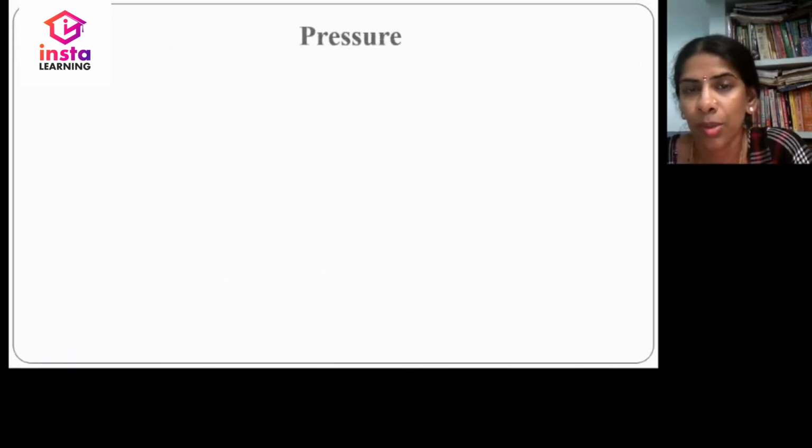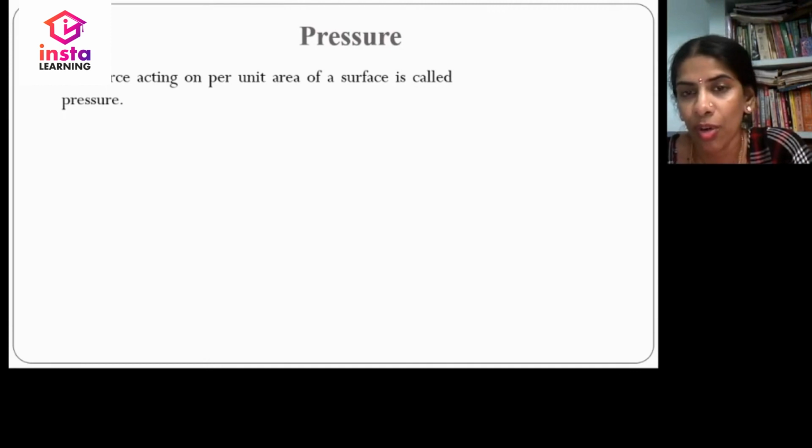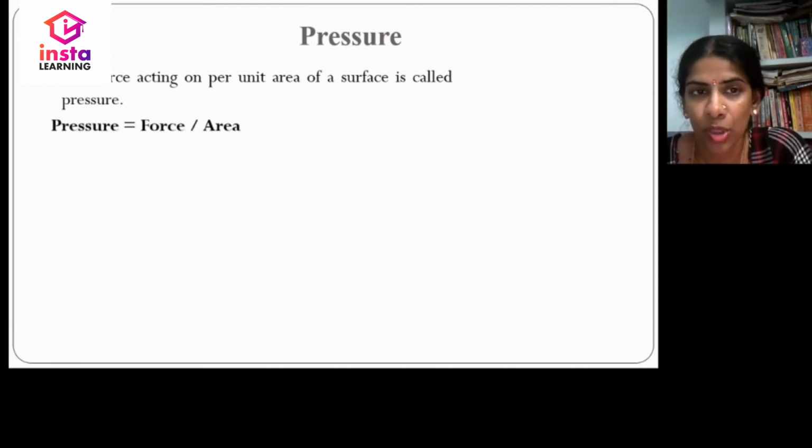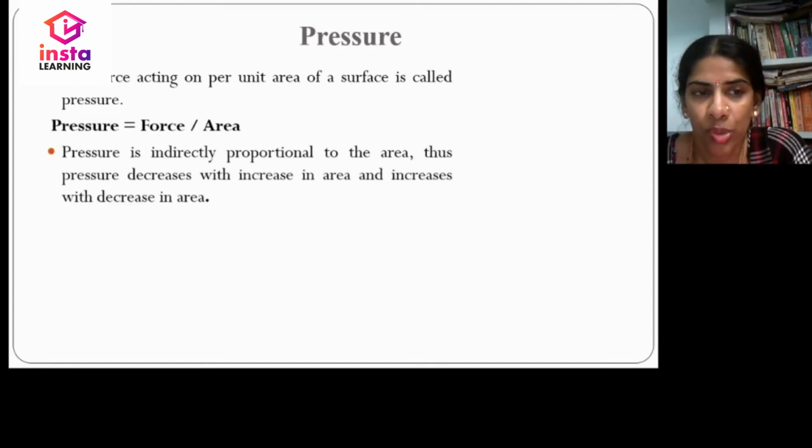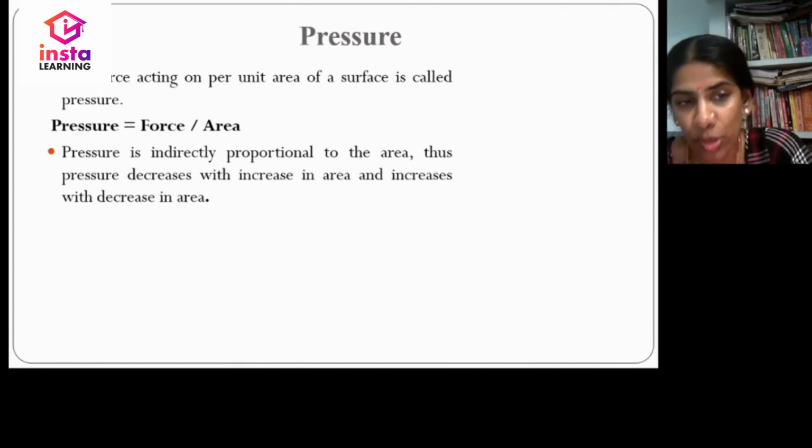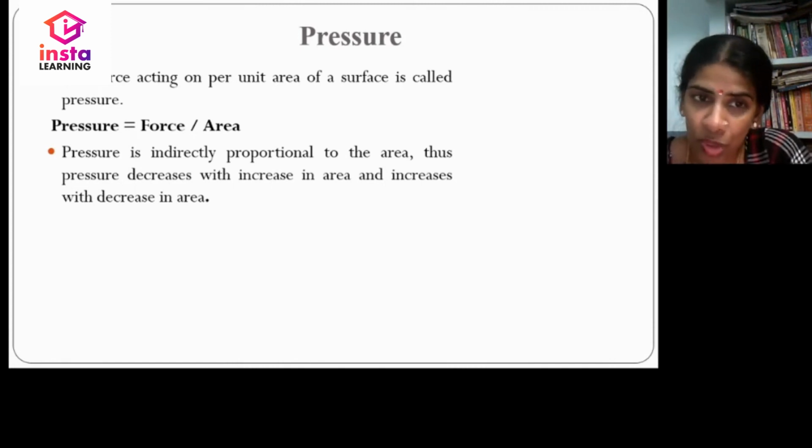Let us now discuss pressure. The force acting per unit area of a surface is called pressure. Hence, we say pressure is equal to force divided by area. So, this shows that pressure is inversely proportional to the area and directly proportional to the force. When the force increases, pressure also increases. When the force decreases, the pressure also decreases.